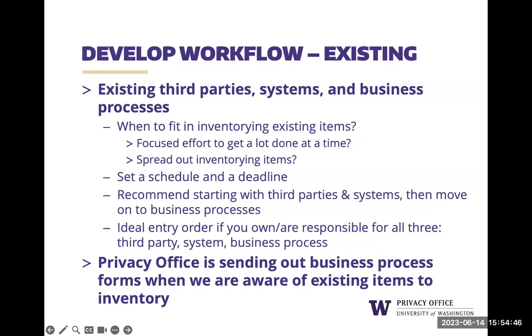Either way, it will be important to set a schedule and deadline to get the work done. If you will need to inventory third parties and systems in addition to business processes, we recommend starting with your third parties and systems, then move on to your business processes. In fact, the ideal entry order, if you own or are responsible for all three, is to start with third party, then the system, and then move on to the business process. However, you can inventory any type of record at any time. The Privacy Office is sending out business process questionnaires when we are aware of existing items to inventory. You can also request business process questionnaires at any time.